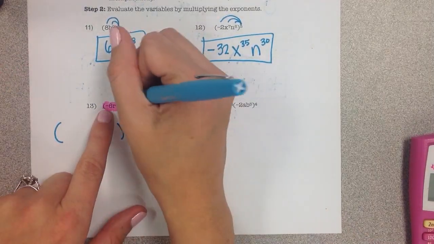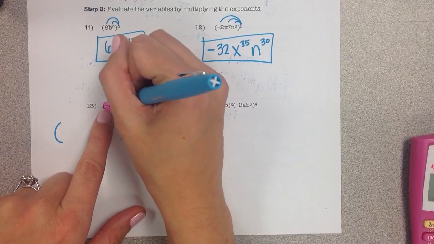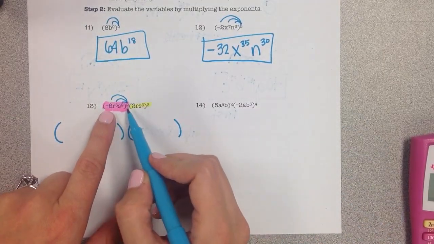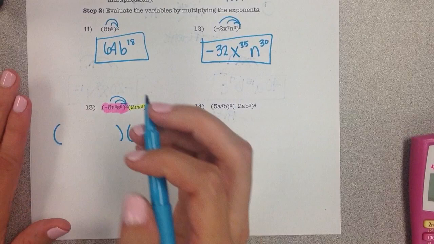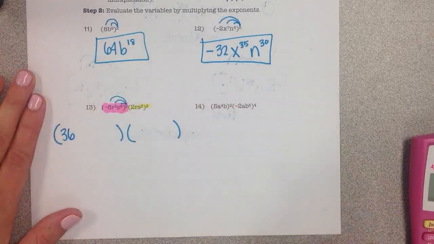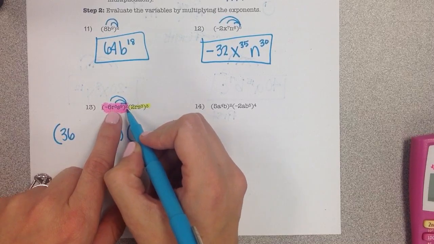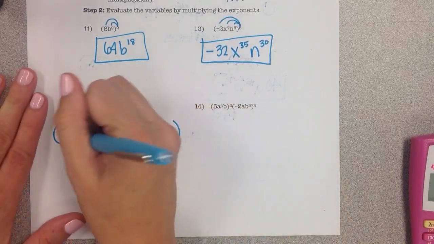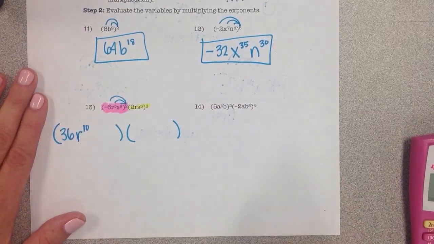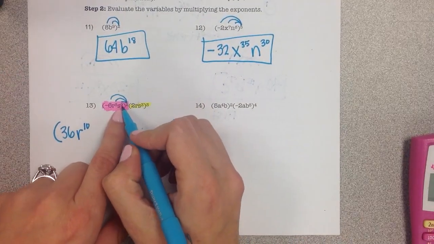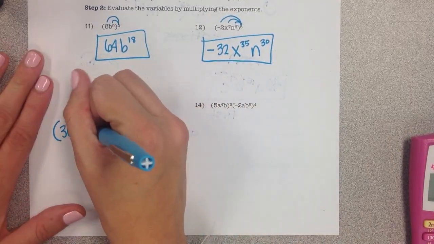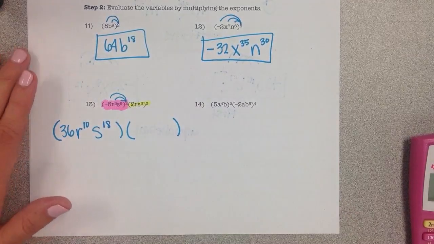So negative 6, we're applying this 2 to all parts. Negative 6 to the 2nd power. Negative 6 times negative 6 is positive 36. r to the 5th to the 2nd power, 5 times 2 is 10. So r to the 10th power. For s, 9 times 2 is 18. So s to the 18th.